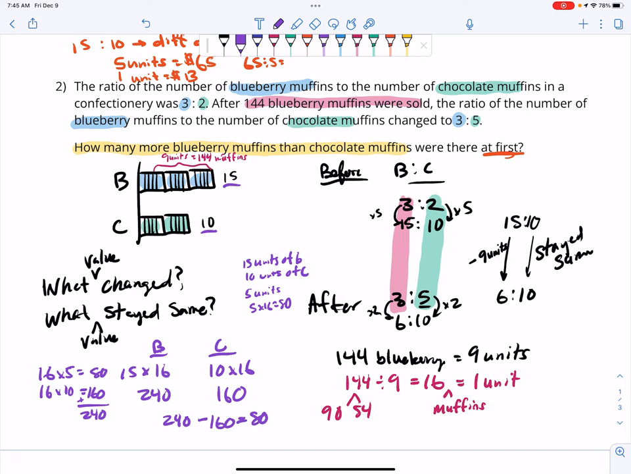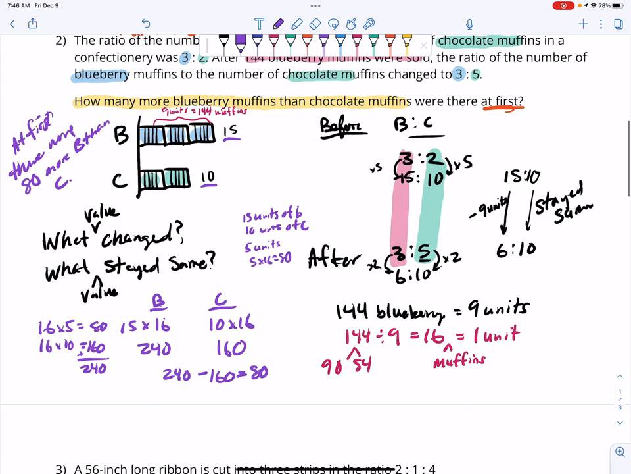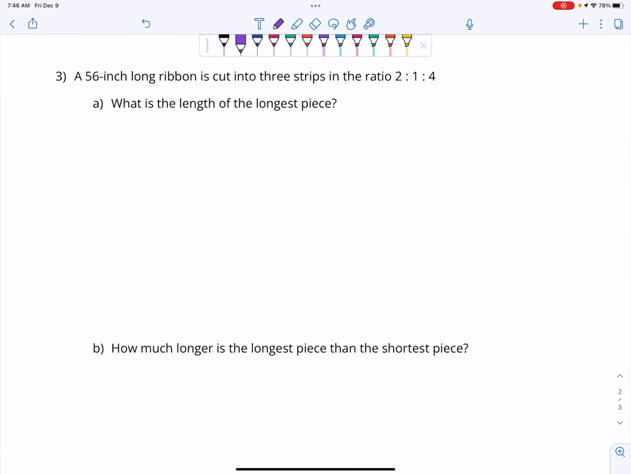So our answer is, at first, there were 80 more blueberries than chocolate chip muffins. That is a ton of math in one small problem. All right. Hopefully this one's a little bit more straightforward.